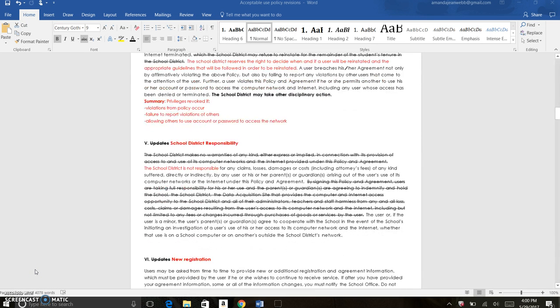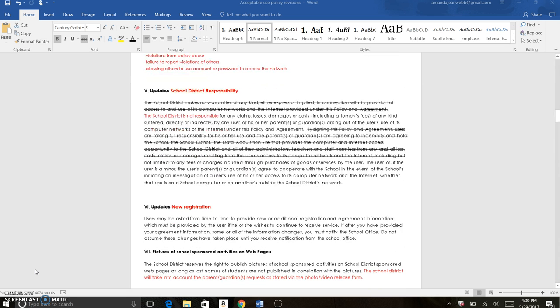The next two sections were considered updates to our acceptable use policy. So instead of having the word update, I changed it and actually gave it a title. I called the first update the school district responsibility. It was very wordy and I was very confused when I read through it. So I took a lot of it out.